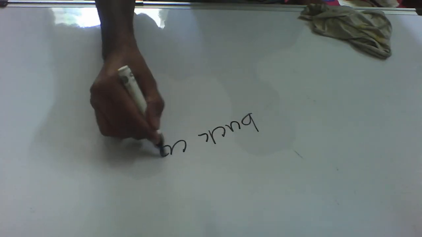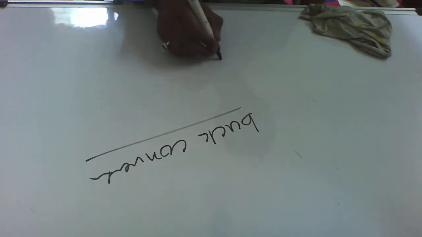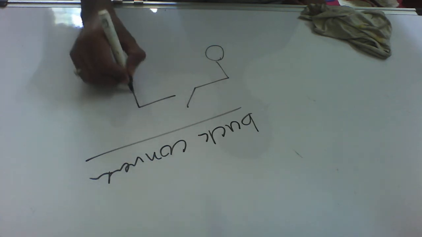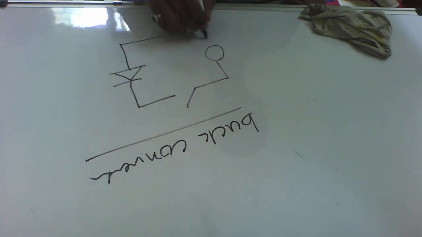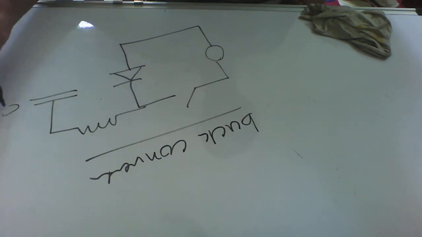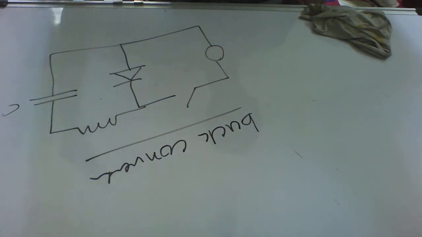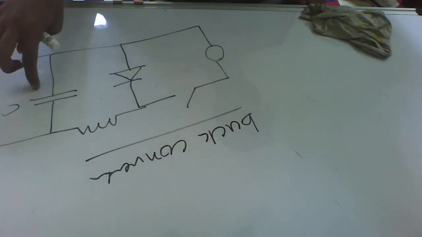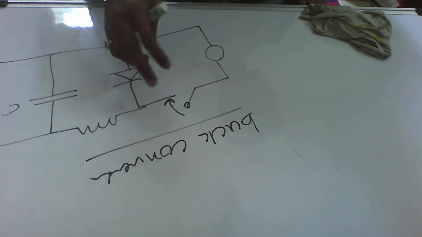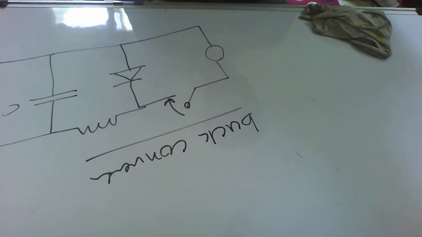Next comes the buck converter. This is similar to the boost converter, but here the switch has replaced its position, and a new component, a capacitor, is added in order to regulate the flow of current, followed by a load. Again, this switch is switched between two states, on and off.